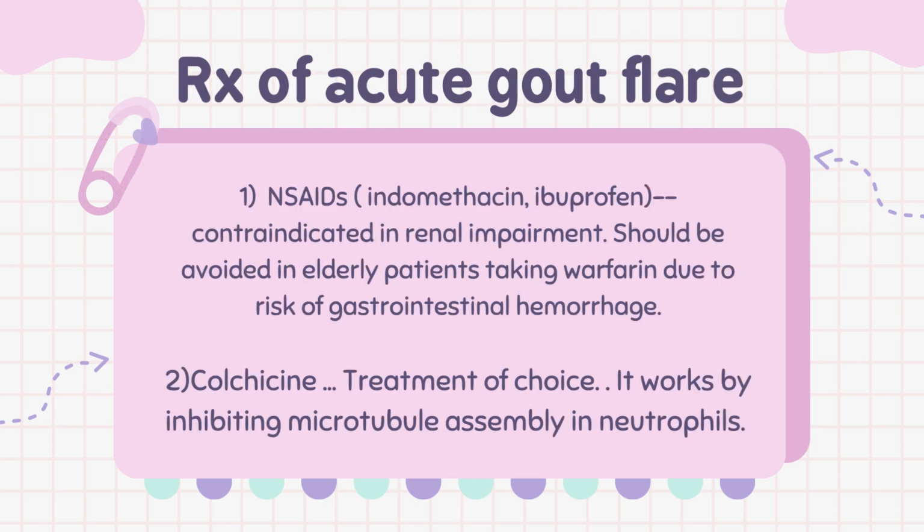The treatment of acute gout flare includes number 1, non-steroidal anti-inflammatory drugs, like indomethacin and ibuprofen. They are contraindicated in renal impairment and should be avoided in elderly patients taking warfarin due to risk of gastrointestinal hemorrhage. Number 2, colchicine. It is the treatment of choice.